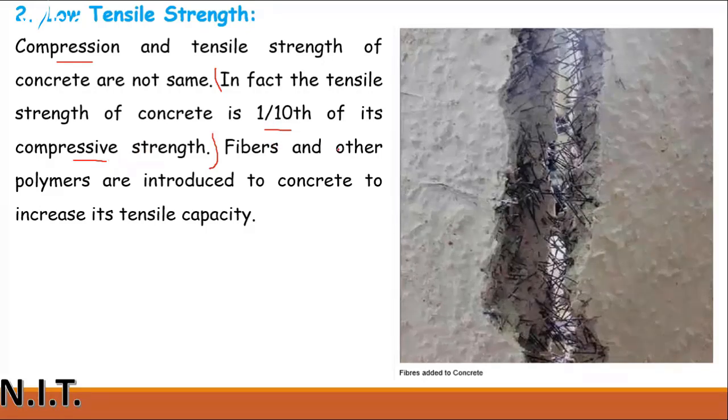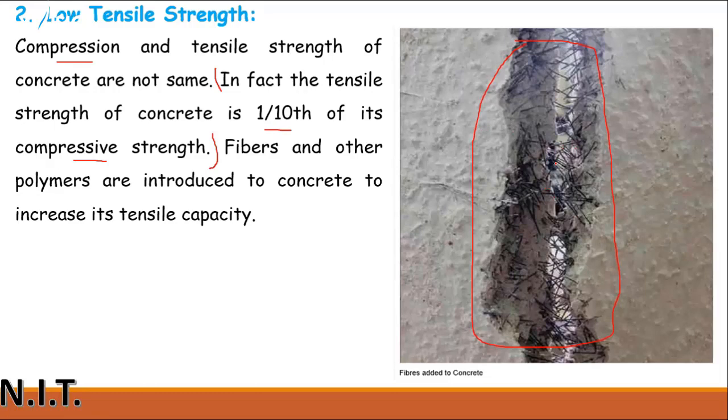That's why fibers and other polymers are introduced to the concrete to increase its tensile capacity. You can see in this picture, these fibers are polypropylene fibers. The name of these fibers is polypropylene fibers. It is made up of plastic.